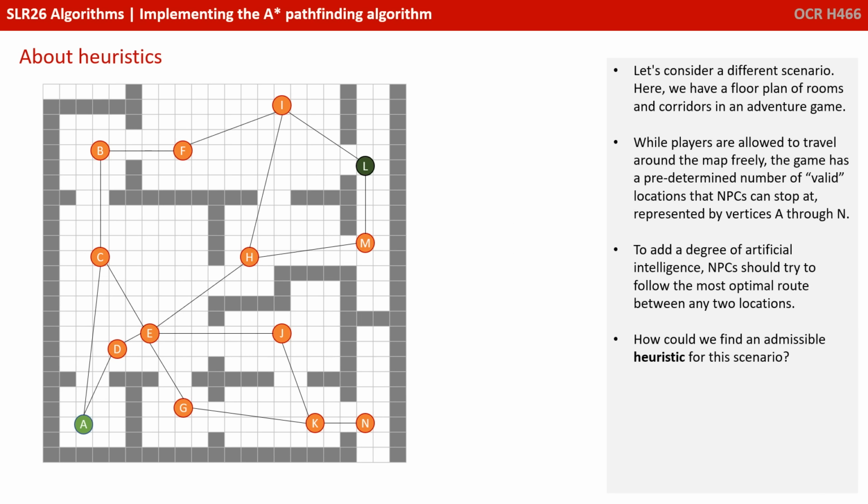Let's consider a different scenario. Here we have a floor plan of rooms and corridors in an adventure game. Now, while players are allowed to travel around the map freely, the game has a predetermined number of valid locations that non-player characters can stop at, represented by vertices A through N. To add a degree of artificial intelligence, NPCs should try to follow the most optimal route between any two locations. So how could we find an admissible heuristic for this scenario?